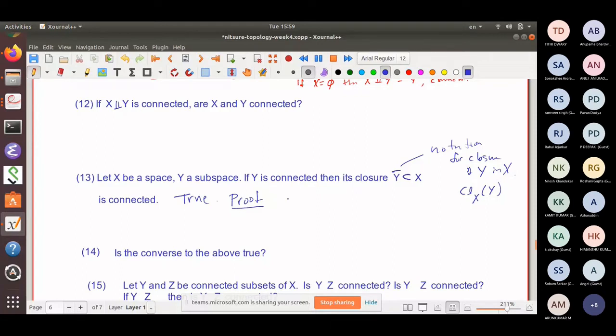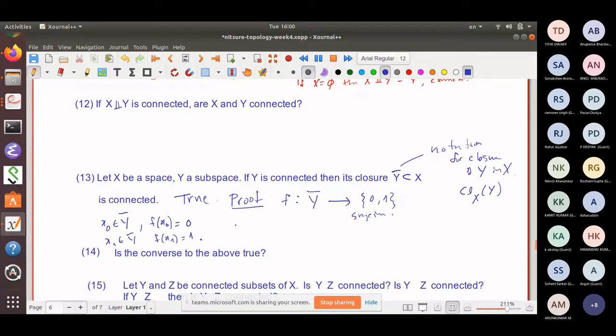Okay, suppose Y bar is disconnected, then there will exist some f from Y bar into {0, 1} which is surjective. True? Now what? Since it takes both values, there is a point x0 belonging to Y bar such that f of x0 equals 0, and there exists some x1 belonging to Y bar such that f of x1 is 1.